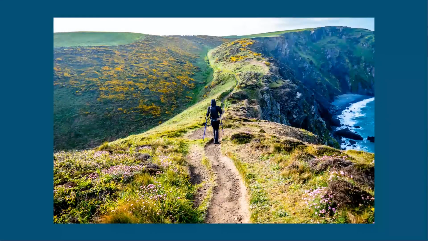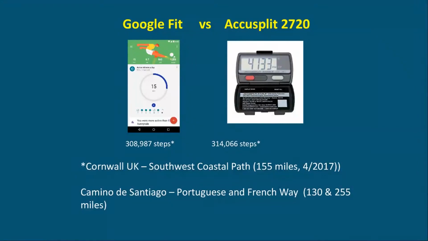This is my wife in front of me that's actually doing the measurement. I have too many cameras, I can't do anything else, but you can see how beautiful it was. But the main thing, over variable terrain, over a long distance. In this particular trek, the Cornwall Southwest Coastal Path, this trek that we did was 155 miles in 17 days, within 3% of each other.